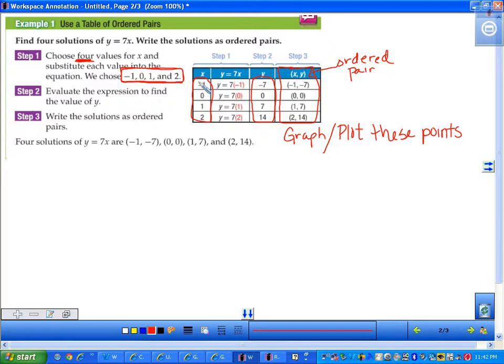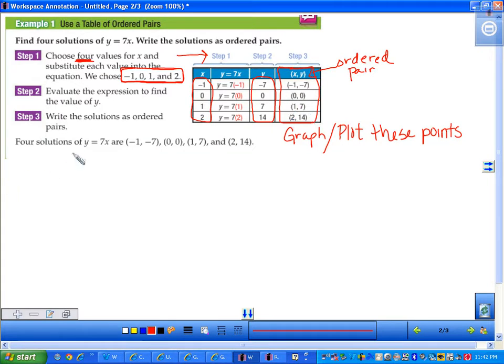So you're going to have 3 steps you're going to have to do. You're going to have to choose 4 values. And again, we're choosing the same 4 every time. We're trying to work smarter, not harder. Then we're going to evaluate the expression, remembering our integer rules and order of operation. Then you're going to write the solutions as ordered pairs, this third column. And I like how your textbook labels each step for you. Step 1, step 2, where you get your output, and then your ordered pairs.